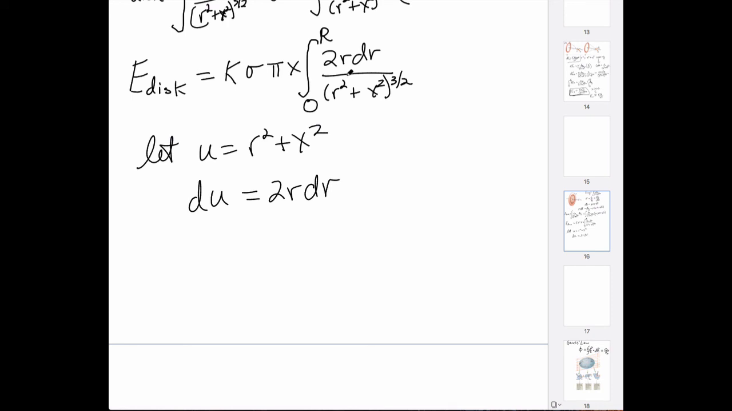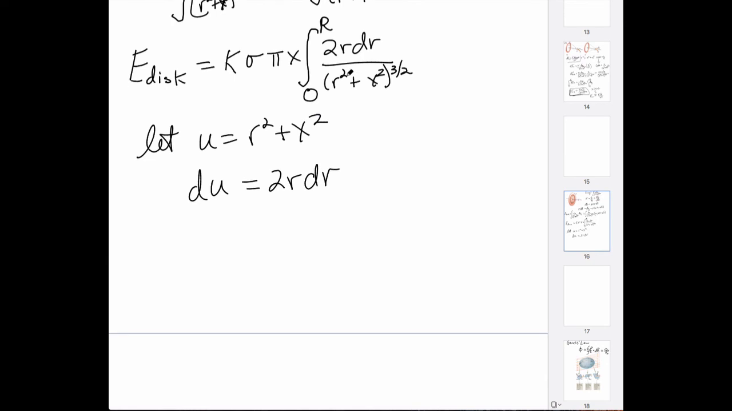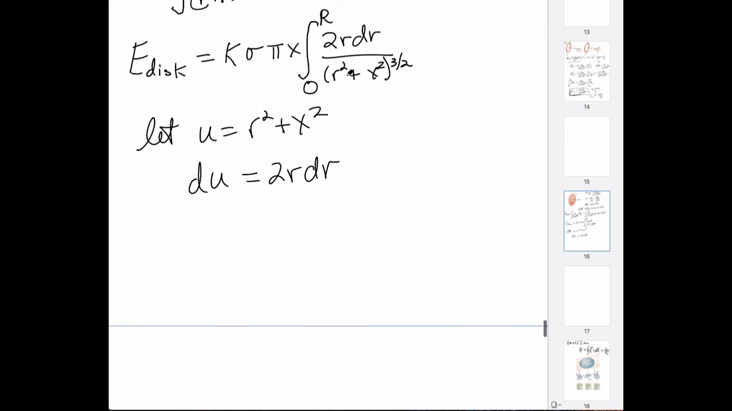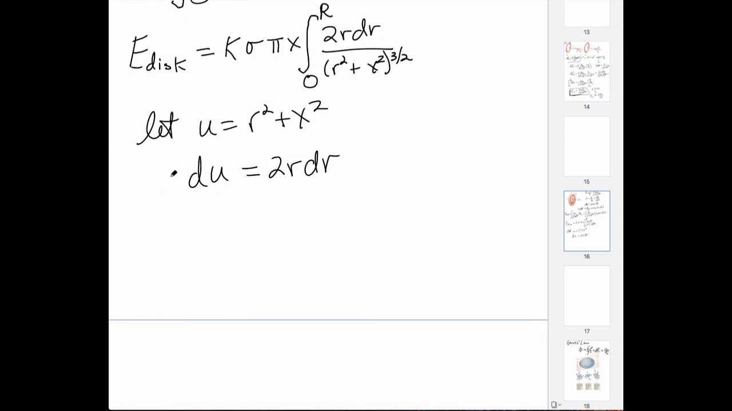Let me flip my notes over here. So E disk, again the magnitude of the E field from the entire disk at point P, is equal to that giant slew of constants: k, sigma, pi, and x. And now the integral of, instead of 2r dr over r squared plus x squared to the 3/2, I've now got 2r dr is du.